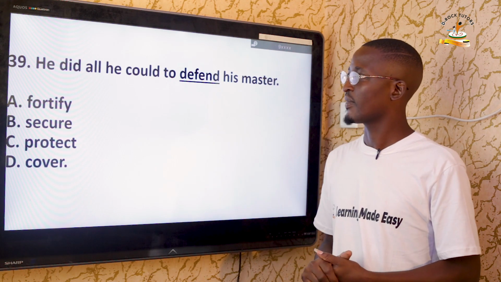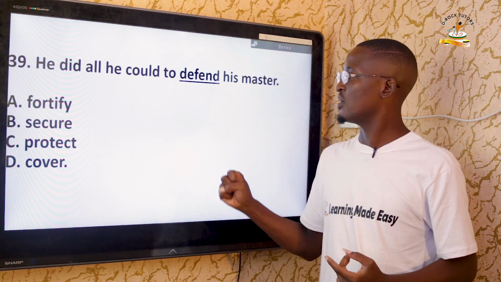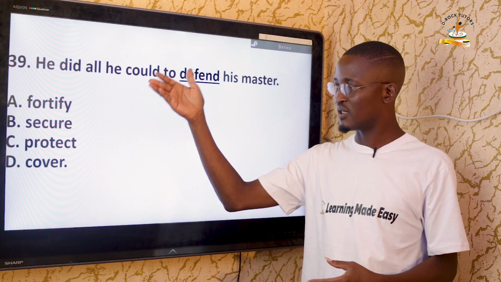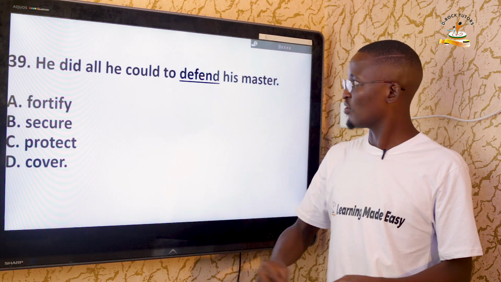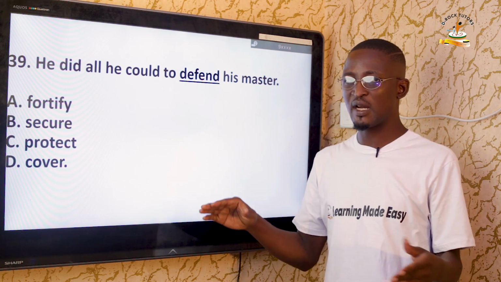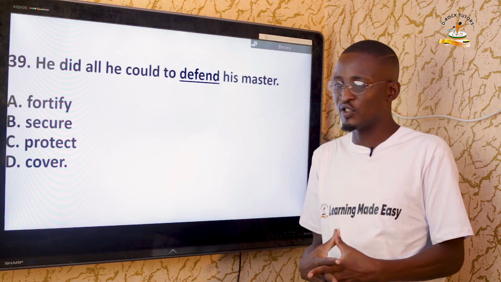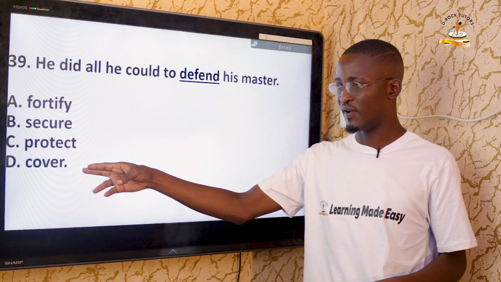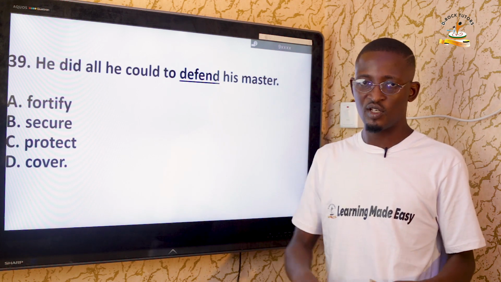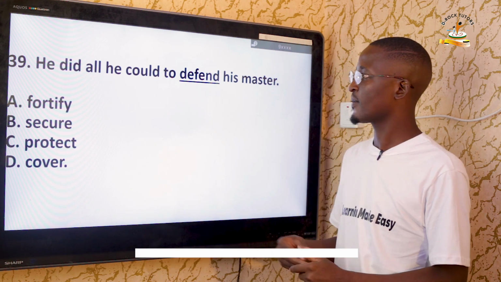39. He did all he could to defend his master. So what do you do there? You have fortify, secure, protect, cover. Defense here means you are trying to make way for the person's ills not to be seen. So that is to cover. Covering here does not mean you are putting a lid on a plate. It means you are trying to exonerate the person from a wrongdoing.